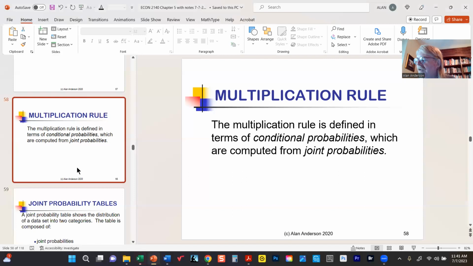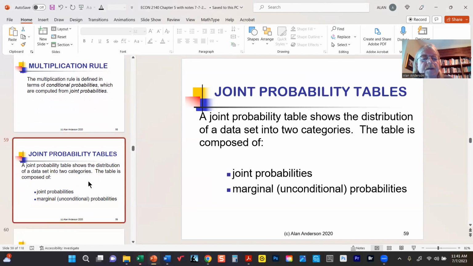So I've got an example here, which you'll find interesting because it involves students in a business school. We're going to use a so-called joint probability table, which illustrates data broken up into two categories. And we're going to have on that same table what are called joint probabilities and either marginal or unconditional probabilities. So we're going to use this example to come up with the results that we need before we introduce the multiplication rule.